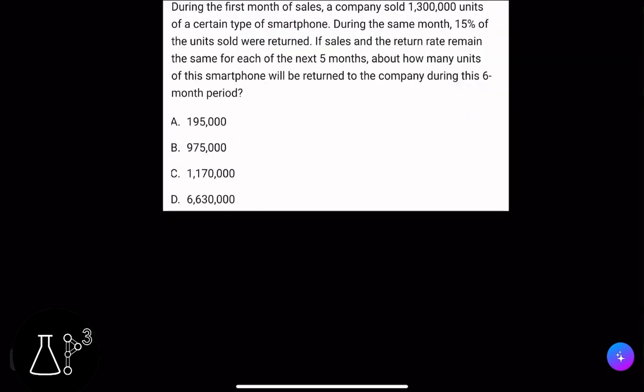Okay, now we're going to do medium questions, and we're going to be using the Desmos calculator to find the solution to the equations. We know how to use the Desmos calculator in these types of questions.